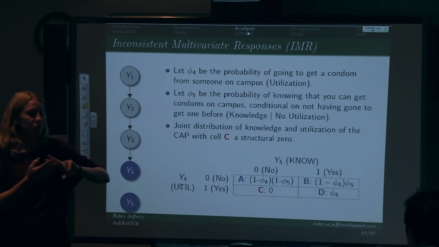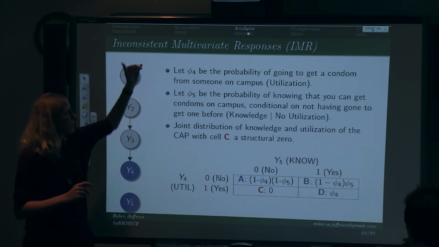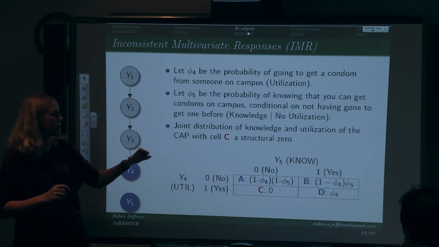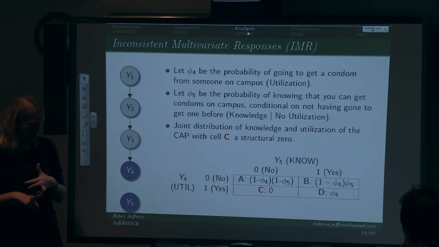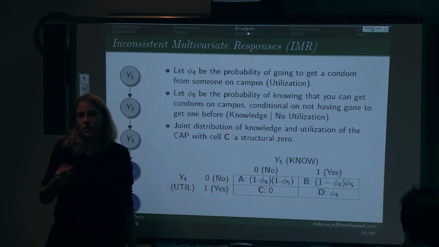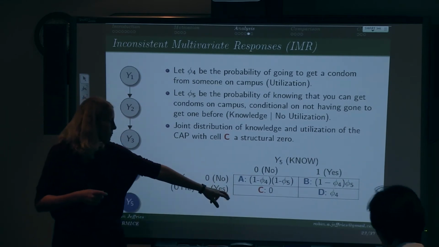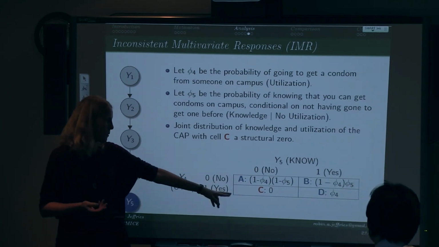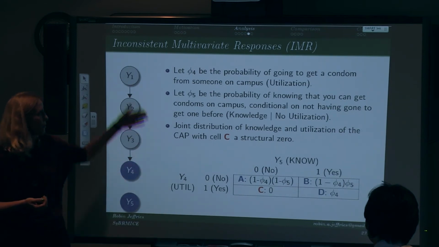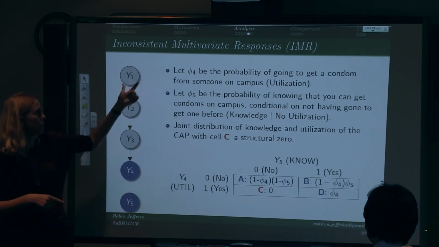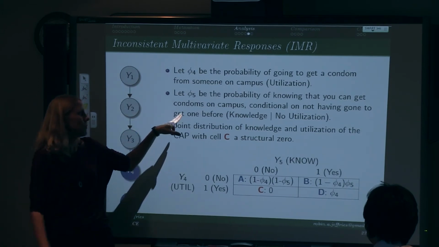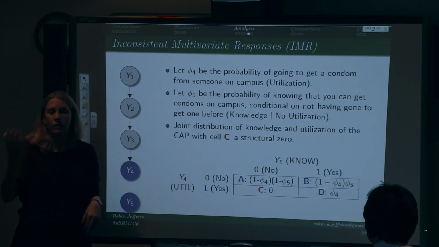So for the multivariate responses, the combination of knowing about and getting a condom from the cap, we can look at it as a 2x2 cell where this is a structural zero. For all intents and purposes, no one should be in this cell. So that's the joint distribution of it, where 4 is the probability of going to get a condom on campus, and 5 is the conditional probability of knowing you can go get a condom on campus, conditional on not going to get one before.